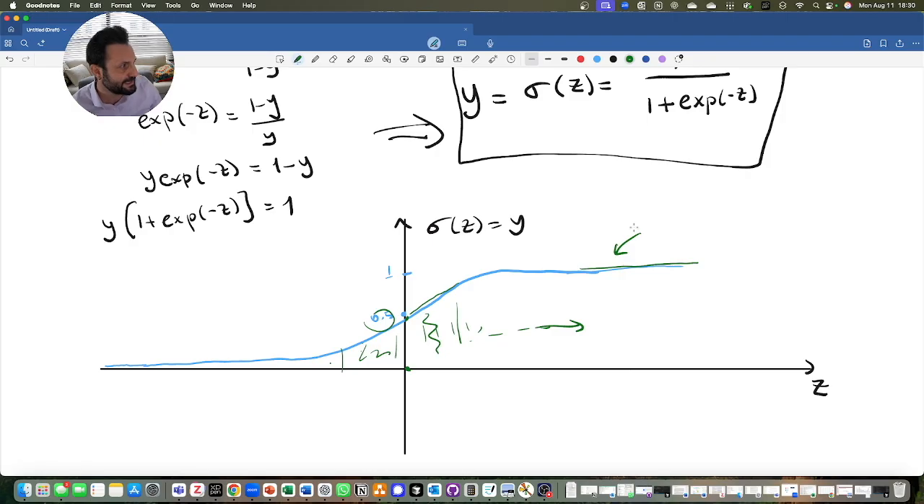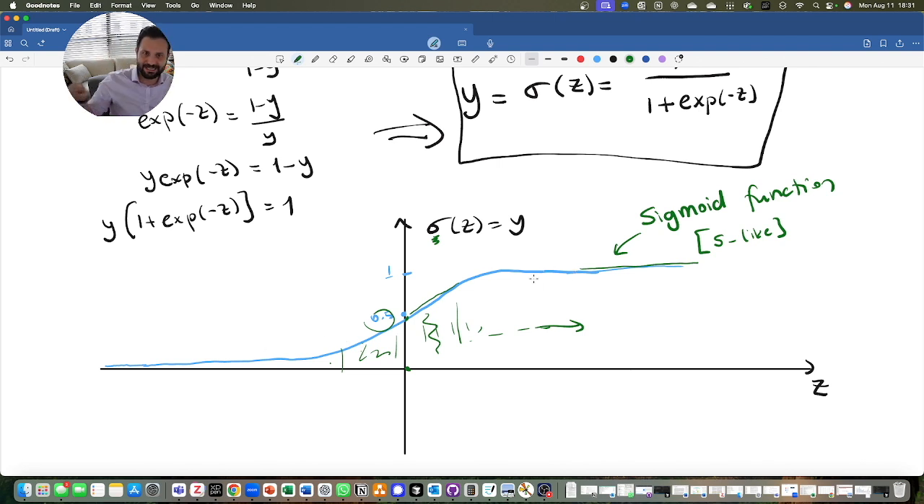And since this function is S-like, we call it the sigmoid function. Sigma is the Greek letter S. Sigmoid, in other terms, translates to something like S-like, because it looks like an S. It's not exactly an S, but it's S-like. It's a sigmoid function that takes your activation and gives you your probability.